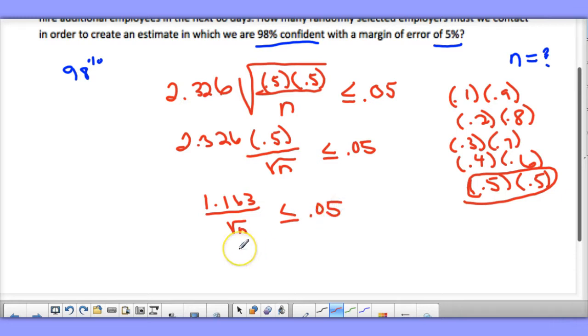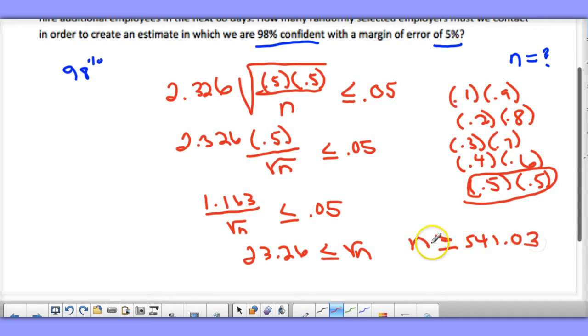And so then, when I divide by 0.05 and multiply by the square root of n, I end up having 23.26 less than or equal to the square root of n. And when we square both sides, I get that n has to be greater than or equal to 541.0276. We'll just say 0.03. So how many people do I need to survey? Do I need to survey 541 or 542?